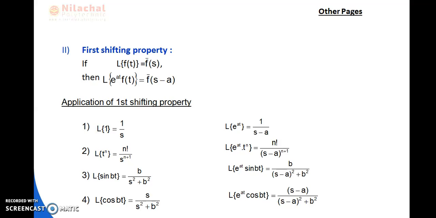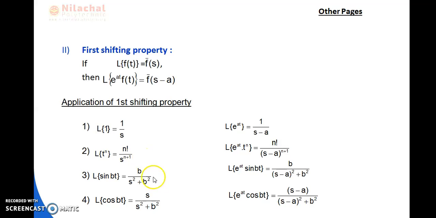If Laplace of f of t is denoted as f bar s, its answer is always in terms of s. So it will be written as f bar s. Then Laplace of e to the power at times f of t, meaning your function is multiplied with e to the power at, equals f bar, where your s will be changed to s minus a. This is a very important property.